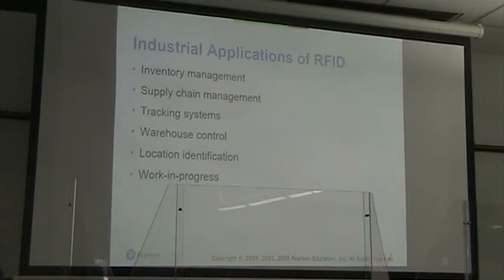All right, using RFID helps us with inventory management, supply chain management. We can use it for tracking systems, warehouse control, location identification, and to keep an eye on work in process. So it's really a very useful technology.